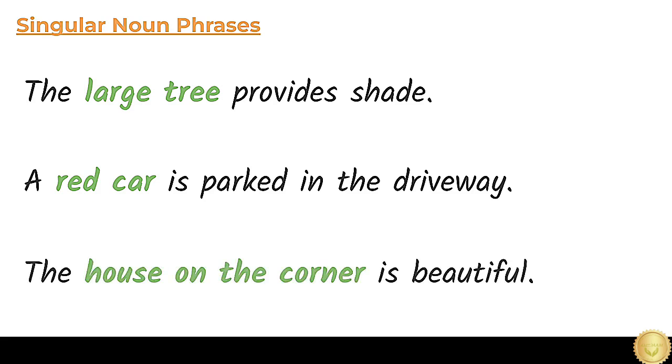Okay, a bit of a longer phrase here. The house on the corner is beautiful. So the house is the noun. On the corner, we've got a prepositional phrase here, and that's the whole noun phrase. There we go. Is beautiful. And then we've got another adjective to describe the house there.